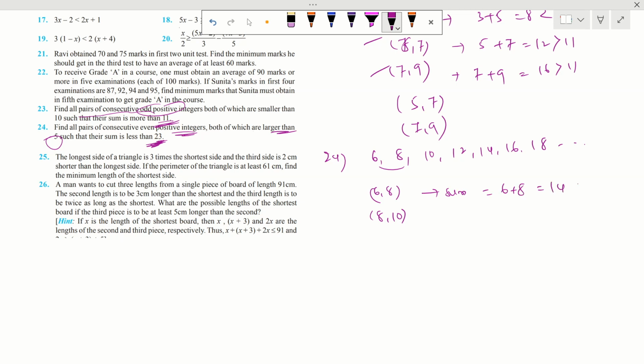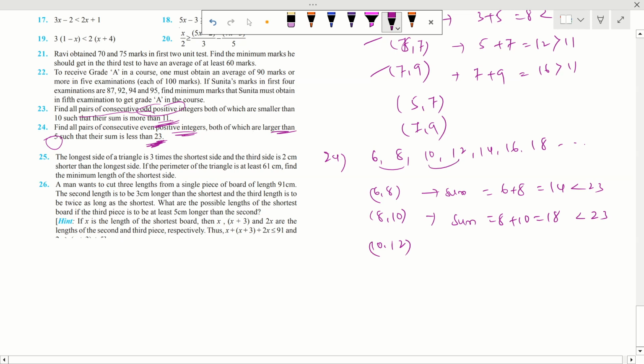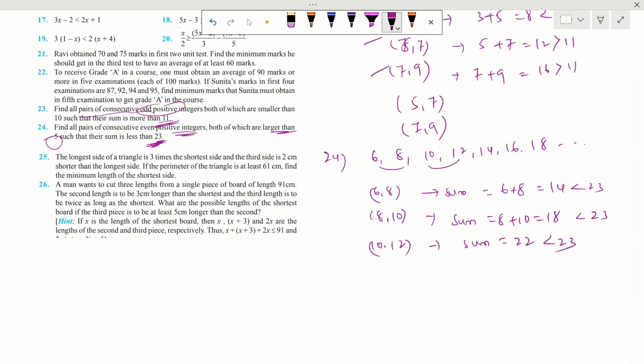This is less than 23. Then the sum of 8 plus 10 is 18. This is less than 23, okay, and we can write it. Next, if we write 10 comma 12, then the sum will be 22. This is also less than 23.